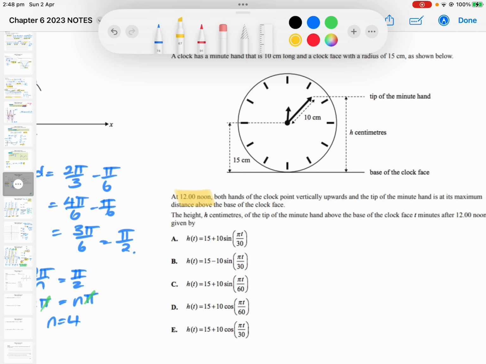All right, so at the start, at noon, we want to find the tip of the minute hand. So at noon, how far is it? Well, it's 15 here, and then it's going to be another 10 up here. So at noon, its height is 25. And noon is when t equals 0.